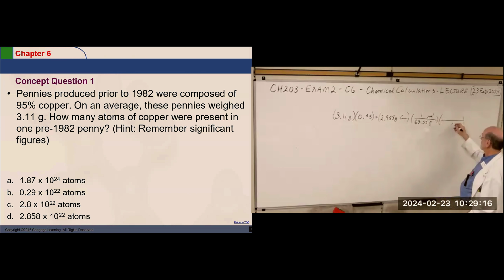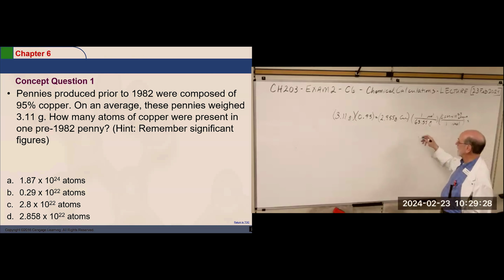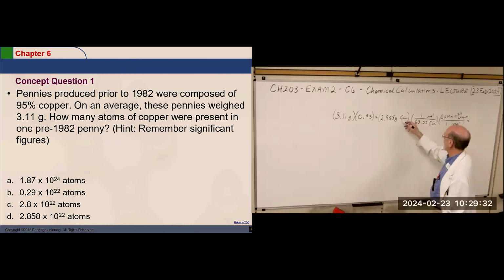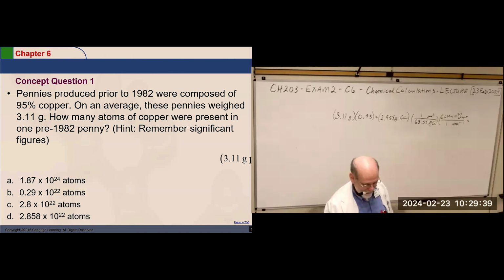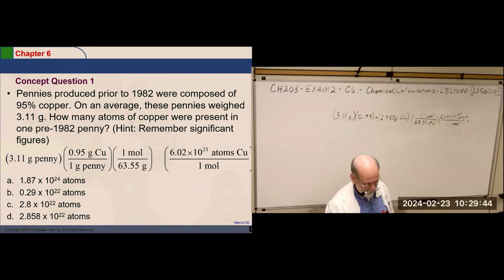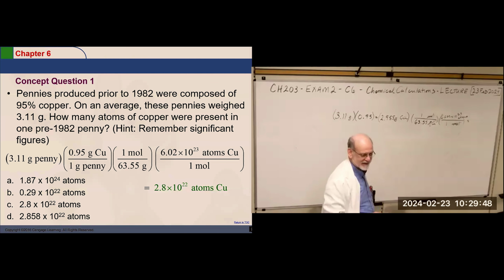Then we can take the moles. This is a chain conversion. And 6.022 times 10 to the 23rd atoms per mole. And that cancels grams of copper, moles, there we go. And that should come out to, to save us time, 2.8 times 10 to the 22nd atoms.